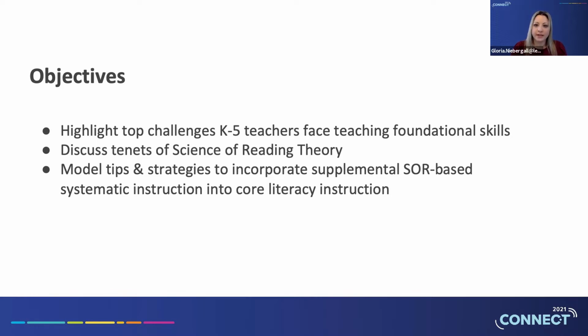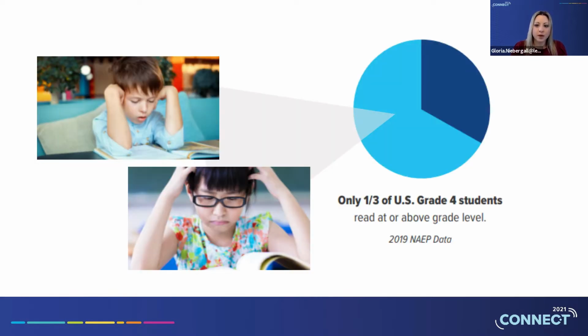Before we get started on the objectives, I just want to remind us all of a pretty sad statistic. It's important to keep this statistic in mind during today's session because it's truly the reason why we all grapple around the topic of science of reading. Only 1/3 of US grade 4 students can read at or above grade level in the United States. Again, just something to think about and keep in our minds as we work through our session today.